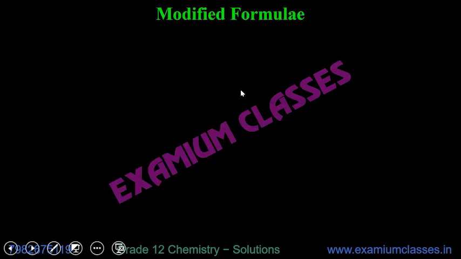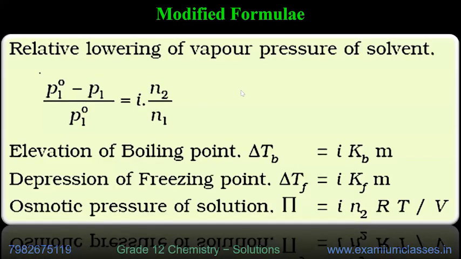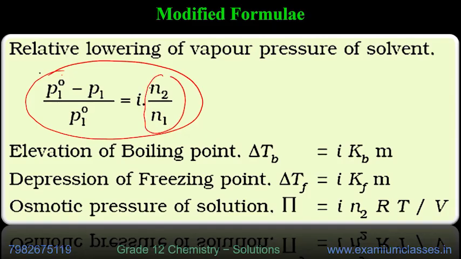So modified formulae are given as per the Van 't Hoff factor, and these formulas we already know. P naught minus P1 means relative lowering in vapor pressure. P1 naught minus P1 divided by P1 naught was N2 divided by N1 when we neglected N2 as compared to N1. So N2 is much less than N1.